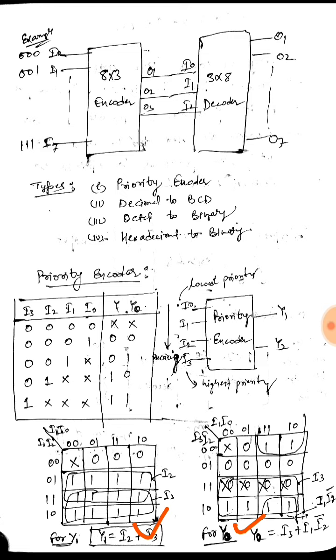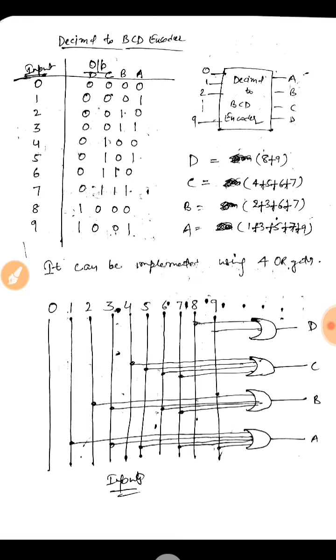This truth table is very important. So you need to find out the function for output y0 and y1 carefully using these K maps. So next is the decimal to BCD encoder.